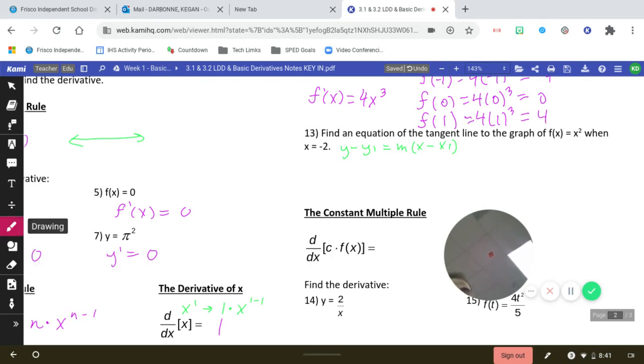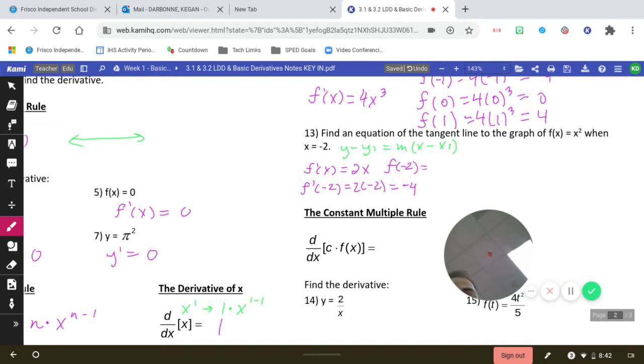First off, I can go ahead and find my derivative to find my slope. So f prime of x is equal to 2x. So f prime of negative 2 is equal to 2 times negative 2, which is equal to negative 4. So I have slope, I have x1. The only thing I don't have is y1. So I'm also going to plug my negative 2 into my original function.